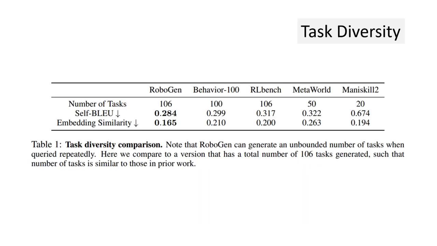In assessing task diversity, many aspects need to be considered, including semantic meanings, scene configurations, object assets, and robot actions. So, to measure the diversity of semantic meanings, quantitative evaluations were conducted using self-BLEU and embedding similarity scores, with lower scores indicating greater diversity. The comparison involves established benchmarks like RLBench, ManiSkill2, MetaWorld, and BEHAVIOR-100. The results, as shown on the table, reveal that RoboGen outperforms previous benchmarks in terms of self-BLEU and embedding similarity, highlighting its ability to generate highly diverse tasks that rival or surpass manual human-crafted skill learning benchmarks.